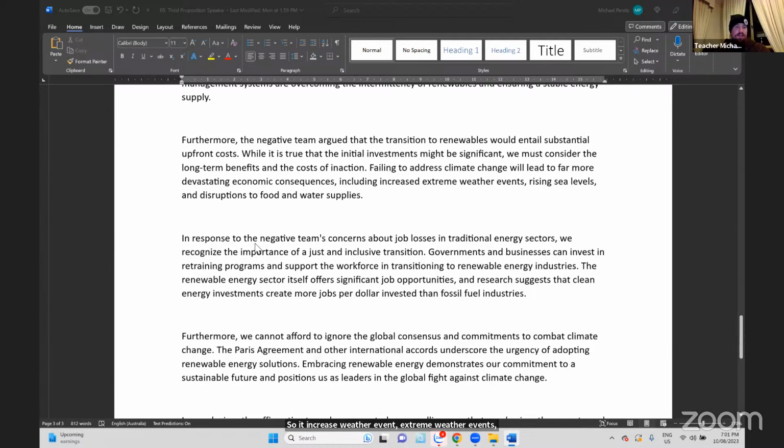So again, we're going to respond to the next argument. In response to the negative team's concerns about job losses, we're going to deal with their next issue now, and we're going to give a solution to that. That means it's not really an issue. Governments and business can invest in retraining, support the workforce in transitioning to renewable energy industries, and in fact, it can offer even more job opportunities. So we're not creating a problem, we're fixing a problem. Always try and find a way to spin those problems into opportunities for solution.